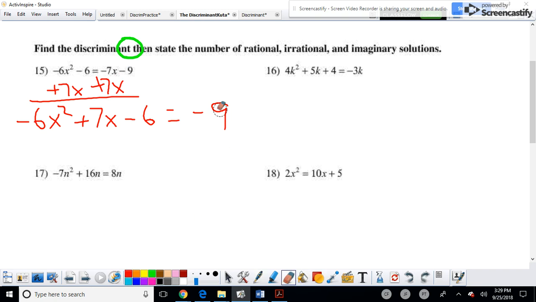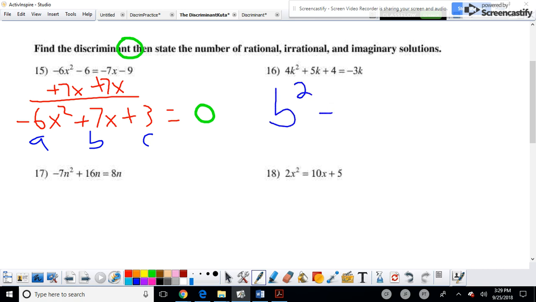Now, I'm going to add 9 to both sides. When I add 9 to both sides, I've got 0 there. And I've added 9 right there because that's the only like term. Now this whole thing is going to become positive 3. There you go. Now it's in standard form. So I can do negative 6 is A, B is 7, and C is 3. Plug that in. I'm sorry, substitute that in.